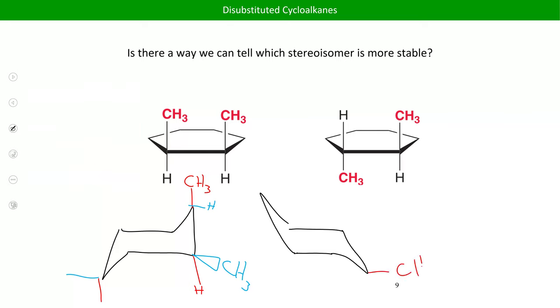Now we've got our methyl group here and our other methyl group is right here. So we still wind up with one axial and one equatorial after we do the chair flip. In other words, for these ones, because they're the same size, no matter what conformer we're in, we've got one axial, one equatorial. So these ones don't have a preferred conformer.